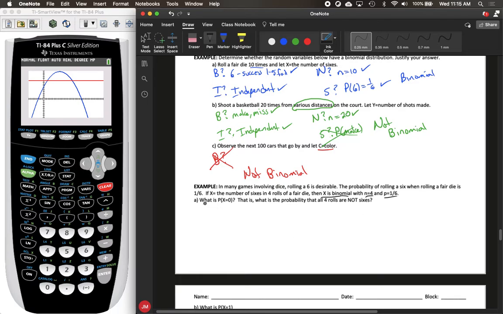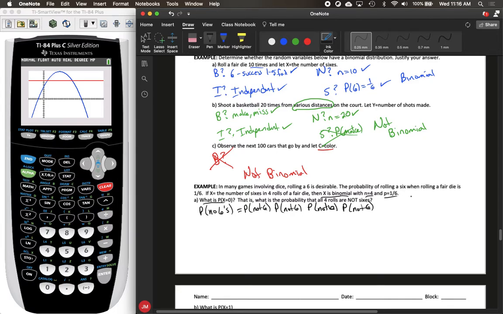So then we want to know, what is the probability that x is equal to 0? In other words, what is the probability that we get no 6s? In other words, what is the probability that all 4 rolls are not 6s? In other words, that the first one is not a 6, and the second one is not a 6, and the third one is not a 6, and the fourth one is also not a 6.